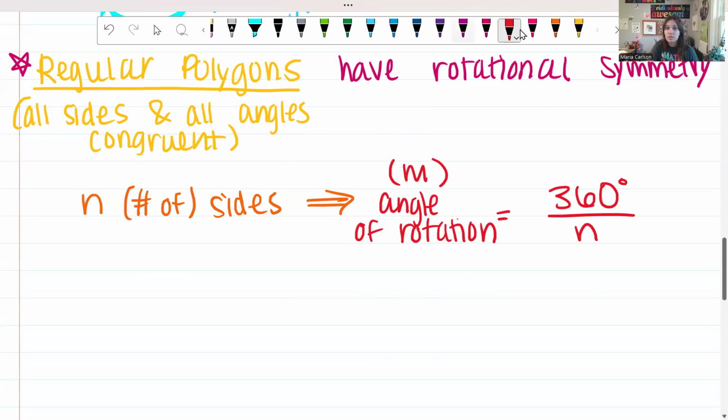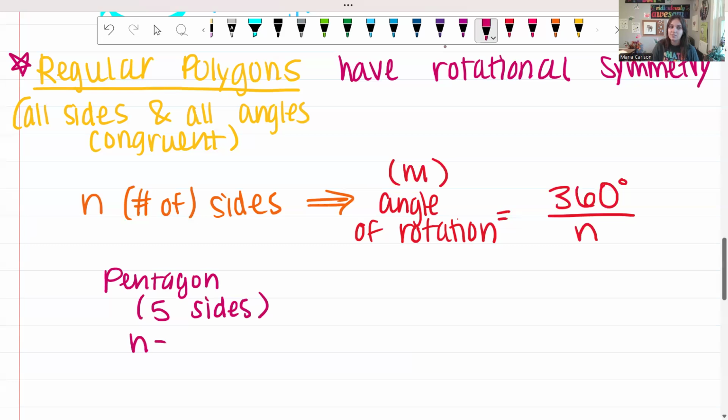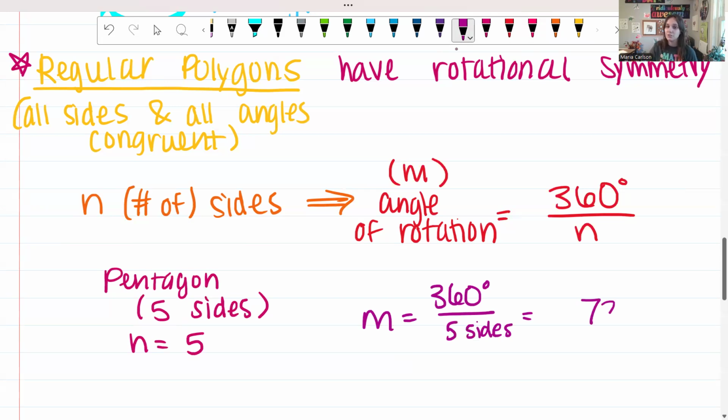So for example, here, if we have a pentagon with 5 sides, that means n is 5. Then we can find this angle of rotation, or m, by taking 360 degrees and dividing it by our number of sides, which is 5 sides. And 360 divided by 5 is 72 degrees. So if we take a pentagon and we rotate it around its center 72 degrees, the pentagon's going to be the same shape.